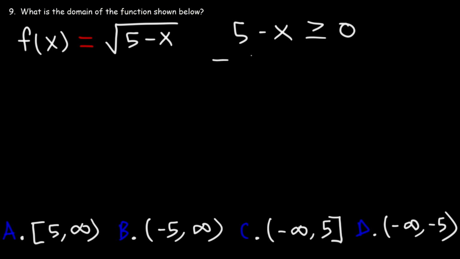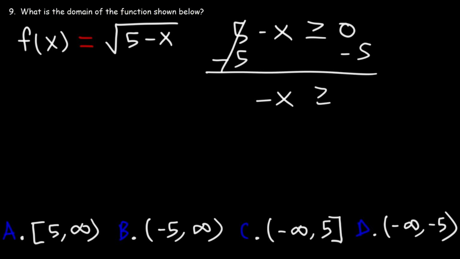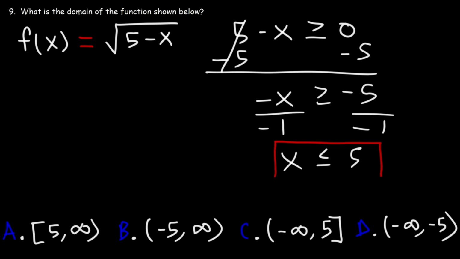Let's begin by subtracting both sides by 5. So we're going to have negative x is greater than or equal to negative 5. Next, let's divide both sides by negative 1. Now, when solving inequalities, whenever you multiply or divide both sides by a negative number, the direction of the inequality changes. Negative 5 divided by negative 1 is positive 5. So we get that x is less than or equal to 5.